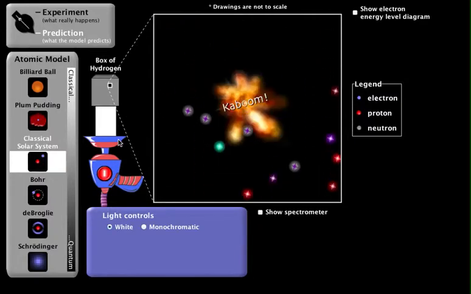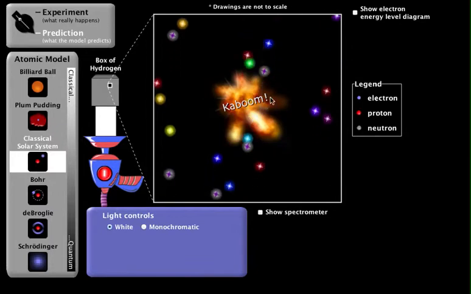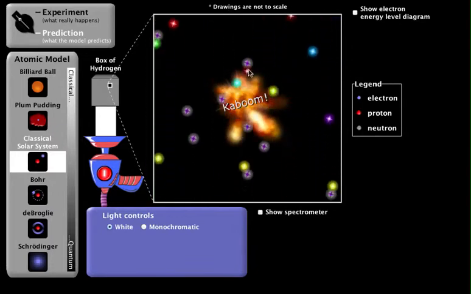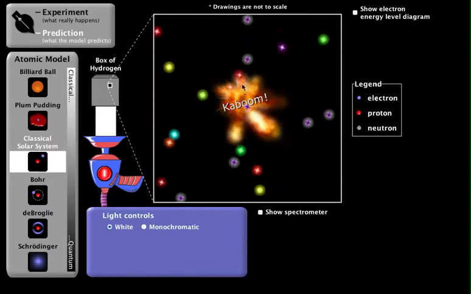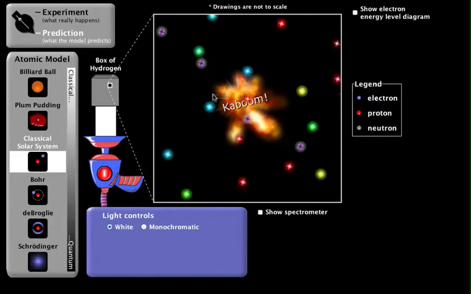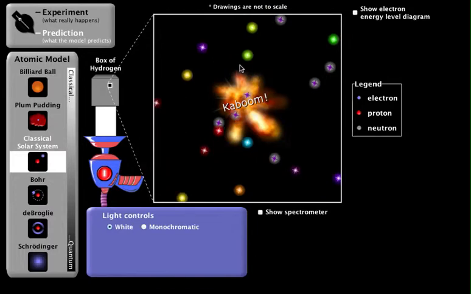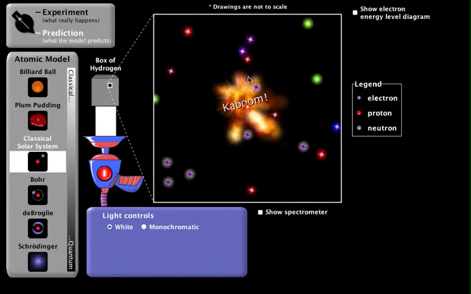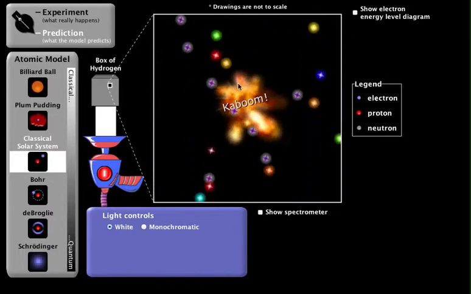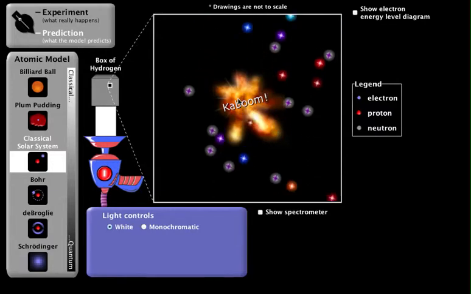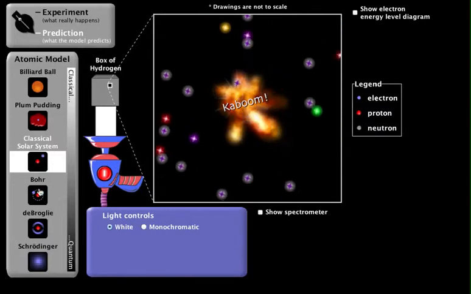The next model we're going to look at is the solar system model, where it was thought that the electrons orbited around the nucleus. The problem with this idea is that accelerating electrons, and they're accelerating because they're changing direction, would radiate energy, and as they lost energy, they would spiral into the nucleus after just a few nanoseconds.